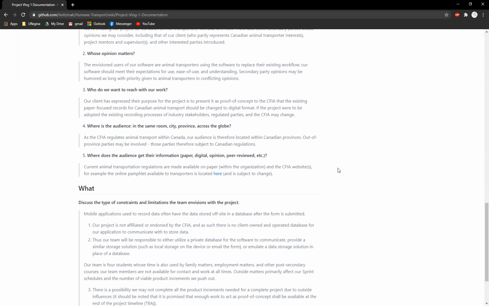Clark, could you tell us exactly whose opinion matters to us in our software development here? All right, so I'm just gonna read the points we have here. The envisioned users of our software are animal transporters using the software to replace their existing workflow. Our software should meet their expectations for use, ease of use, and understanding. Secondary party opinions may be humored, with priority given to animal transporters in conflicting opinions. That makes sense, because we really need to be considering the animal transporters first and foremost.